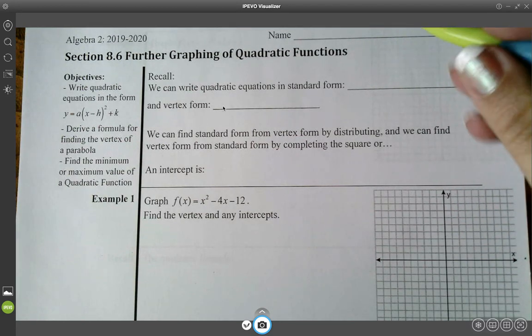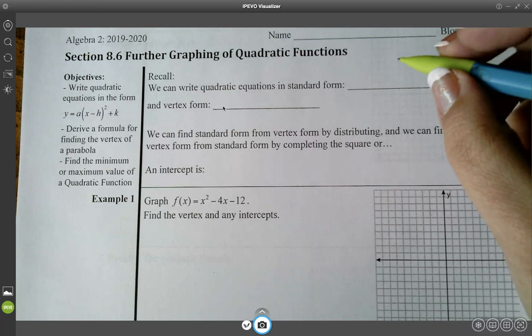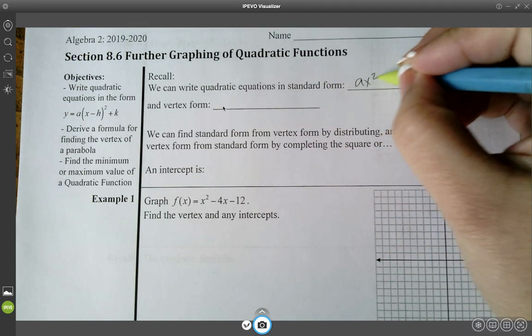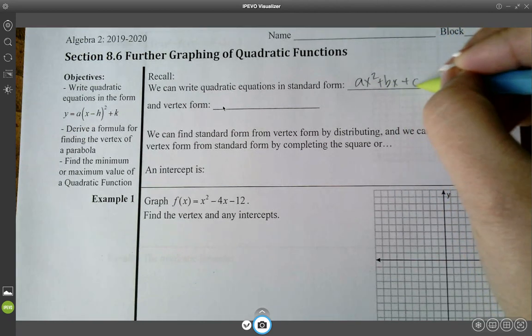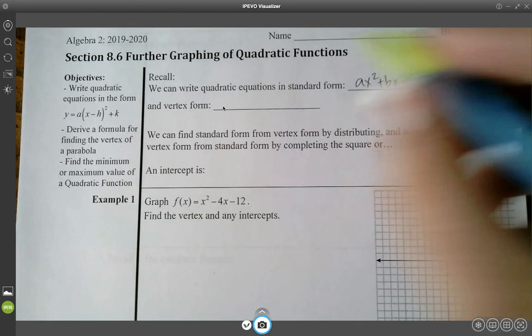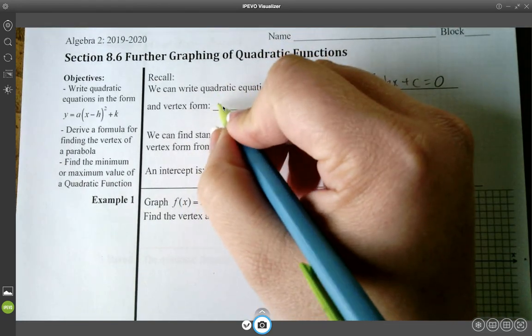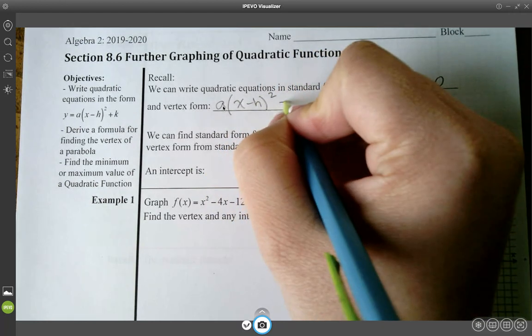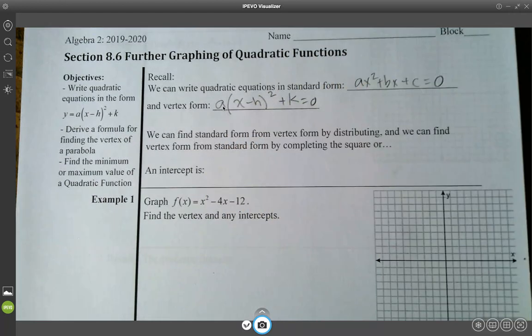So recall, there are two different forms of quadratic equations that we've seen so far. We have the standard form, which is ax squared plus bx plus c equals 0. So everything is set equal to 0. Or we also have vertex form, and this is the one that we looked at last class. A times the quantity of x minus h squared plus k equals 0.